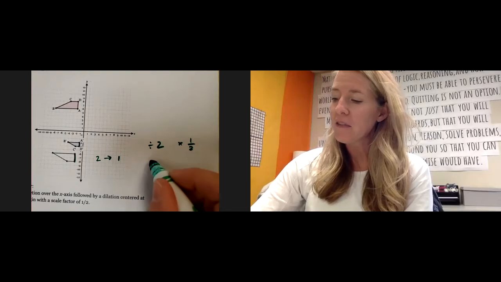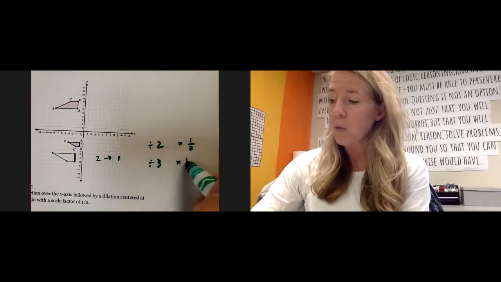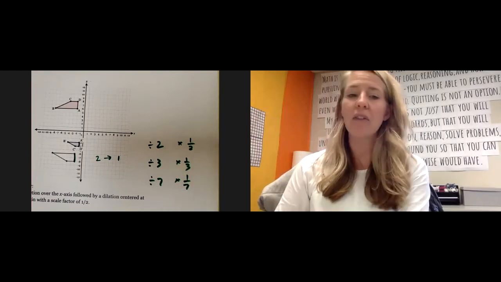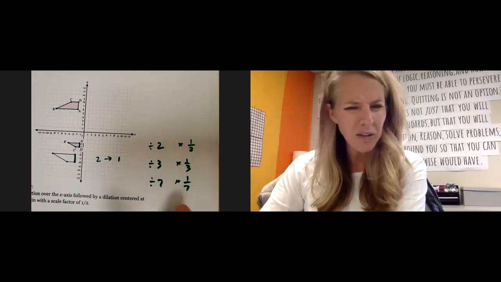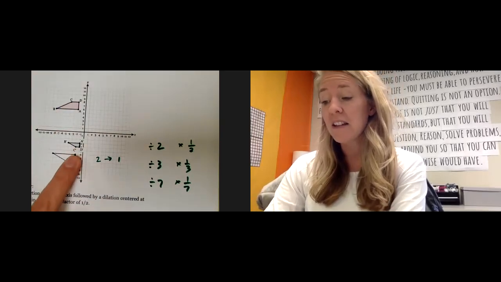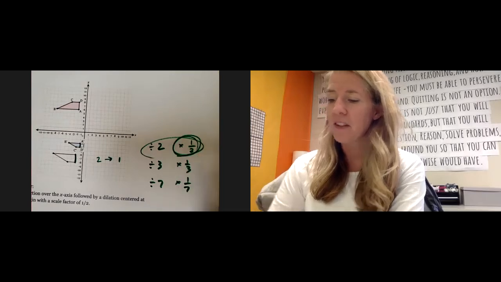So if I had to divide by 3, if I was shrinking my shape by a third, by 1/3. If I divided by 7, that's the same as multiplying by 1/7. I tell it to my students all the time, but for whatever reason, it's just so tricky. So a reflection over the x-axis and then a dilation by, in this case, 1/2, specifically that one right there.